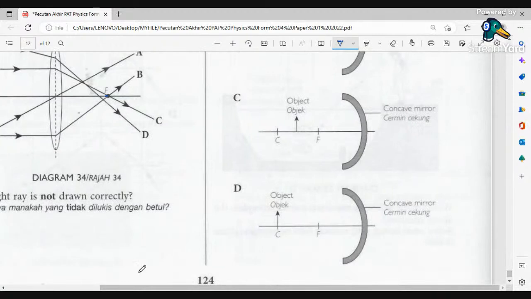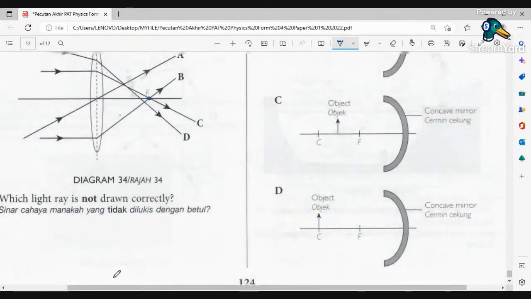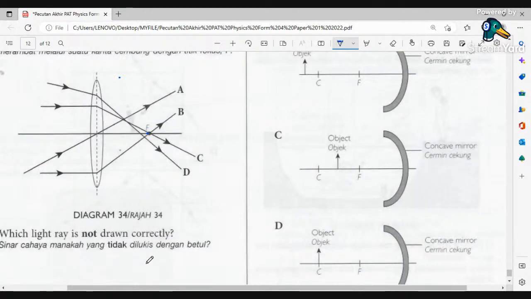Jadi untuk convex lens, dia ada 3 rules sahaja. Parallel to principal axis, pass through F. Ini of course correct lah. Okay. Pass through center, straight line. Ini pun betul. Parallel to principal axis, pass through F. Okay, D juga betul.